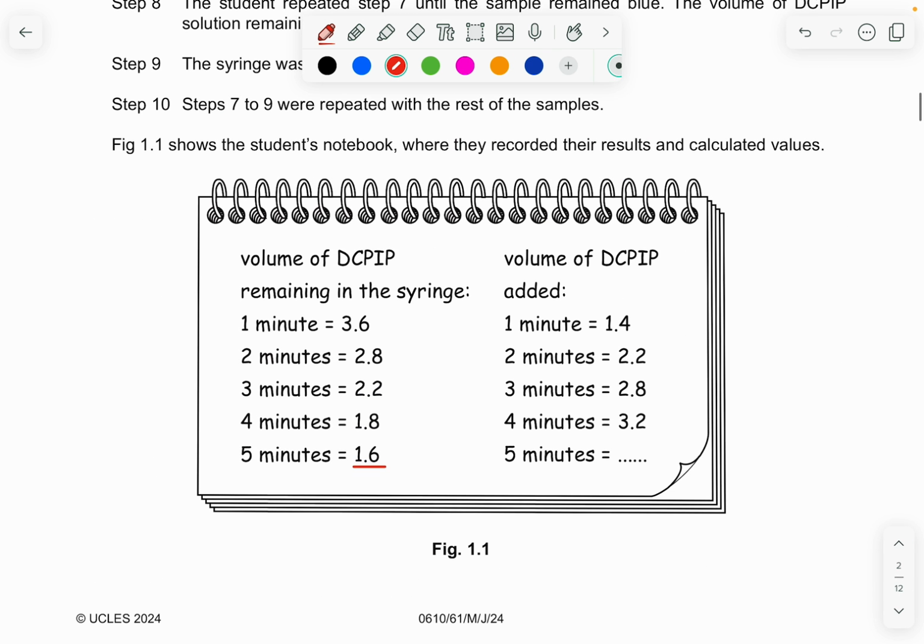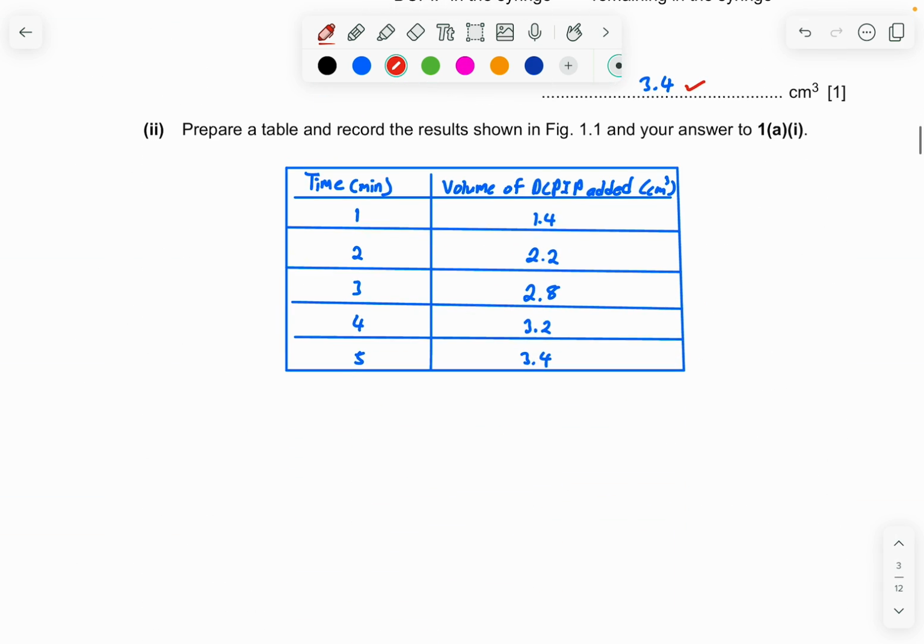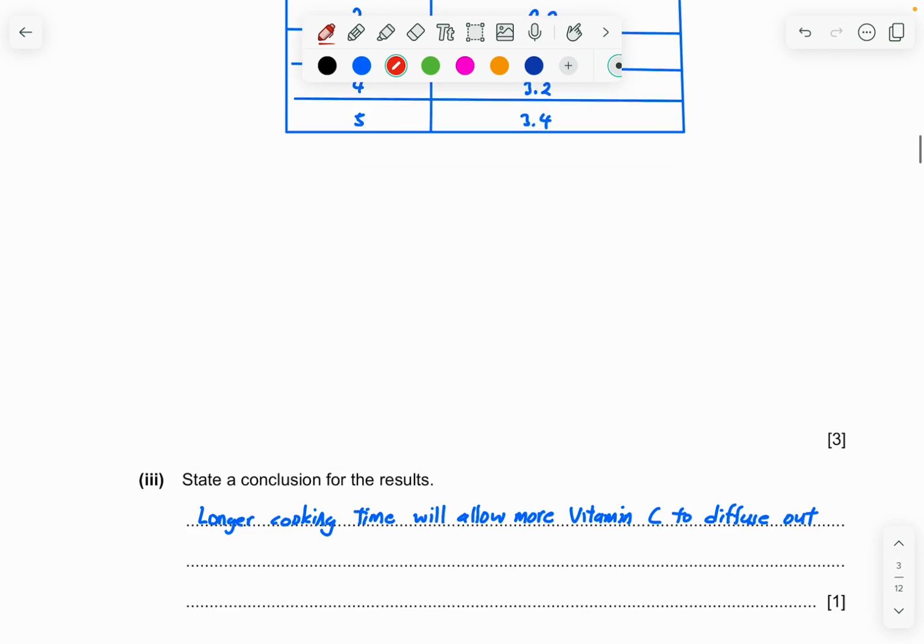Part 2, prepare a table and record the results shown in figure 1.1 and your answer to 1A part 1. So you just copy this, the volume of DCPIP added with the time. As a result, your table should look like this. Make sure you have the units of minutes and the volume of DCPIP added as cm³, and then fill the values into the results table.